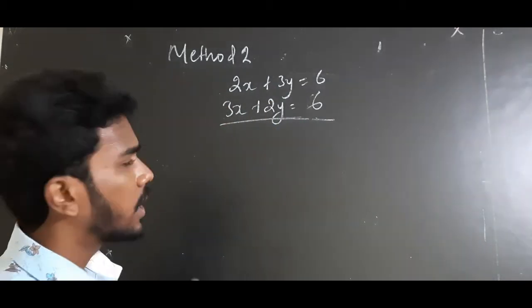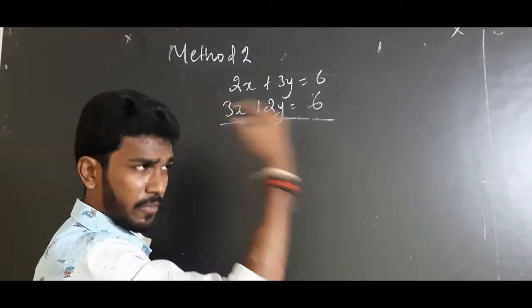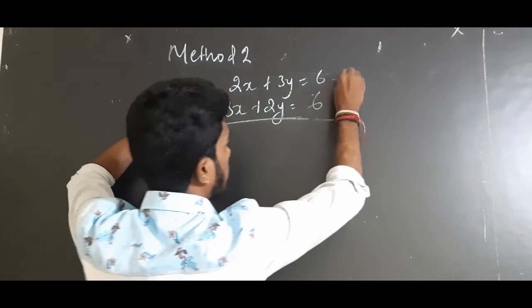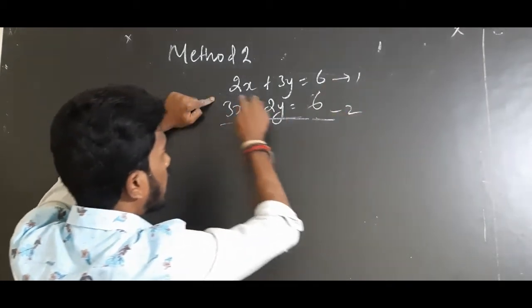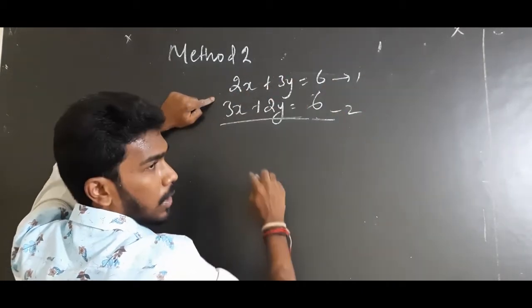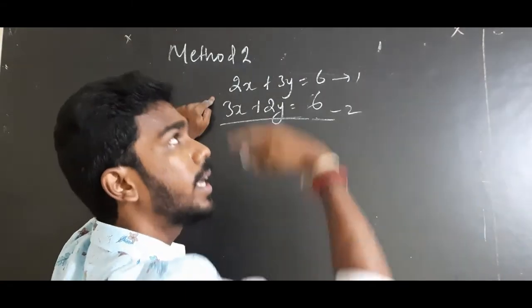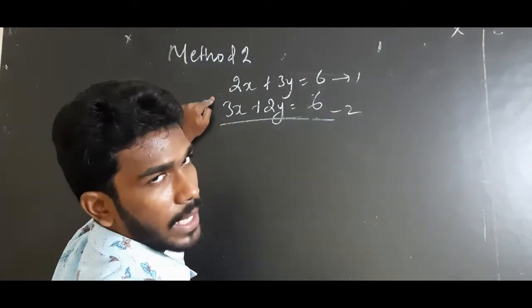Then what do I have to do? If the first method fails, we have to go towards the second method. Take the two equations. We have to make a common value. In order to make a common value for x or y, we have to multiply a particular number into the first equation and the second equation.